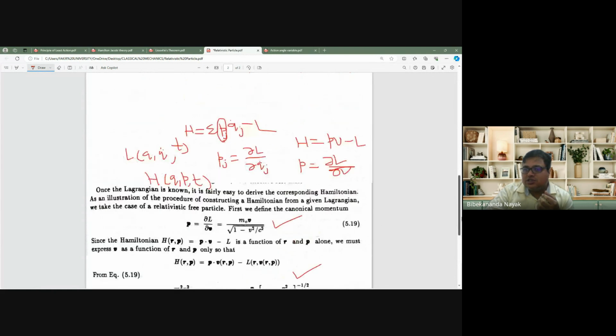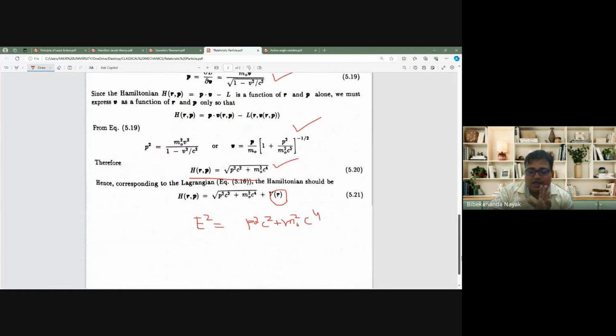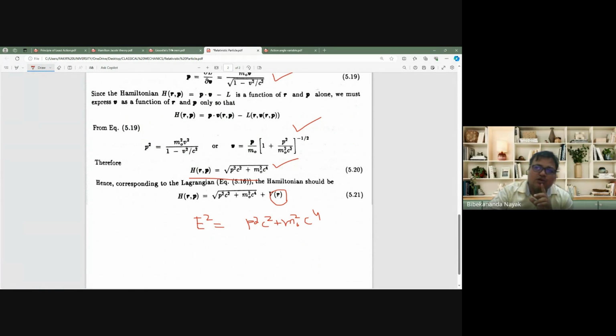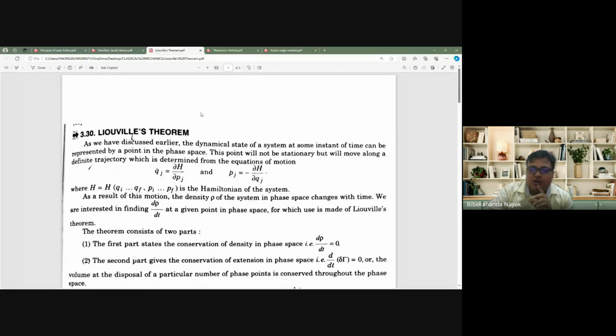So the syllabus is written: find the Hamiltonian for a relativistic particle. Is this section clear? Hello? Yes, sir. Okay. Next we go for another important section, Liouville's theorem.